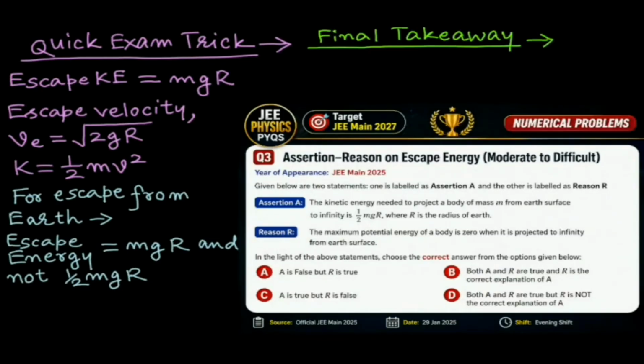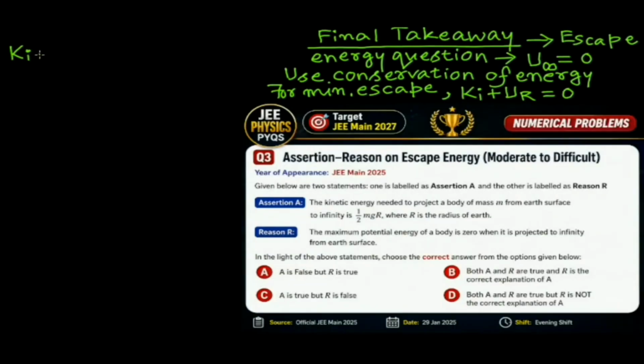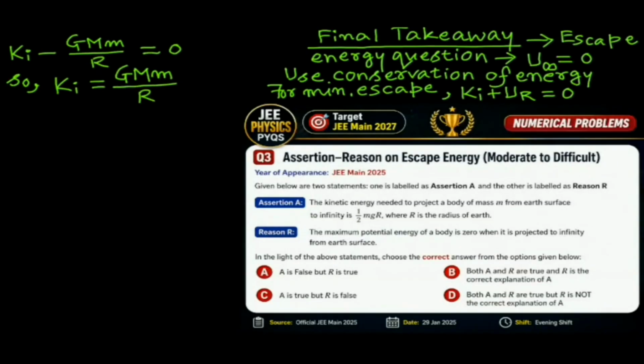Final takeaway, whenever you see an escape energy question, immediately remember U infinity equals 0 and use conservation of energy. For minimum escape, kinetic energy K_i plus potential energy U_R equals 0. Therefore, K_i minus GMm upon r equals 0. So, K_i equals GMm upon r, and because acceleration due to gravity g is GM upon r square, we get K_i, kinetic energy, equals mgr.